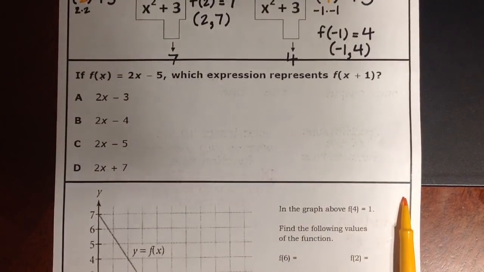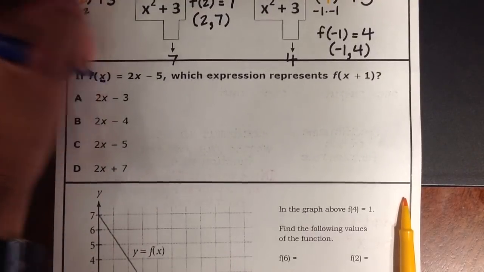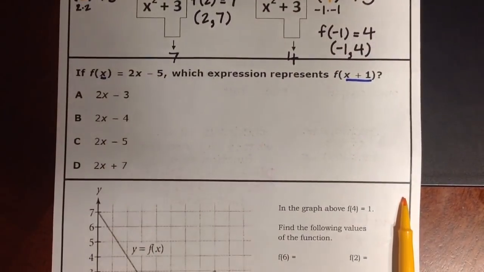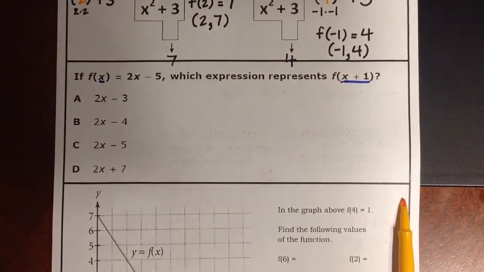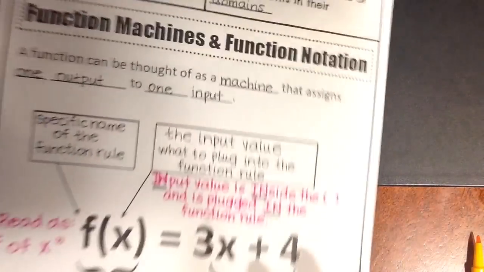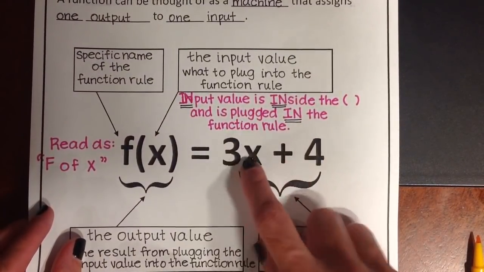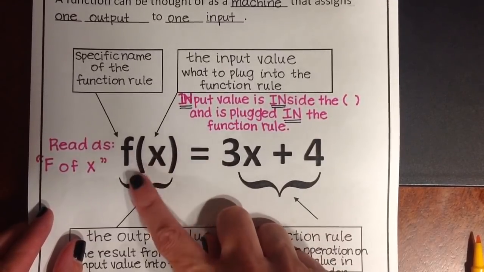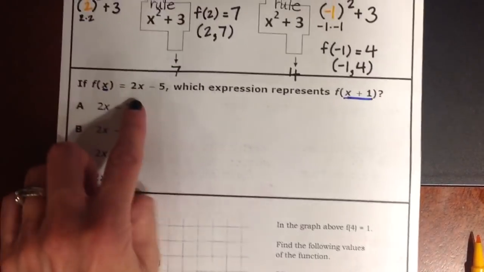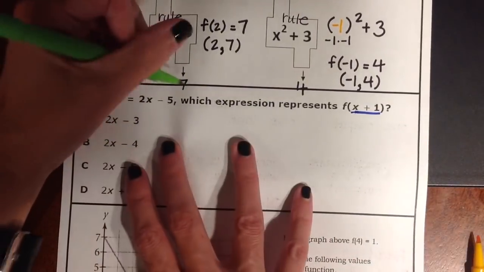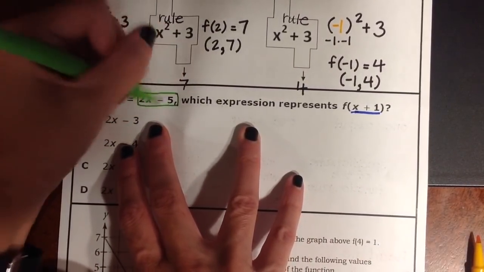Well, the first thing we've got to be able to do is pick out our input value and our function rule. So remember, our input value is going to be inside the parentheses. So I have some parentheses here. So my input value is either going to be x, or it could be x plus 1, because those are the only terms inside of parentheses. Well, if you remember from the front of your notes that your function rule is always going to be after f of x or g of x, I can figure out that 2x minus 5, that is going to be my function rule. So I'm going to go ahead and highlight that.